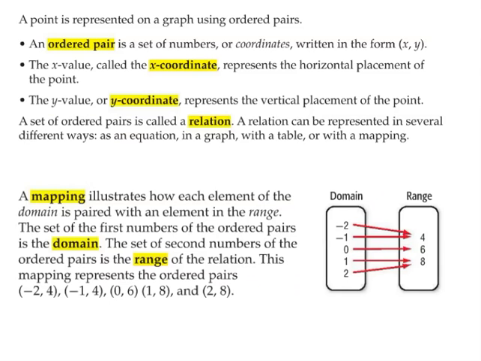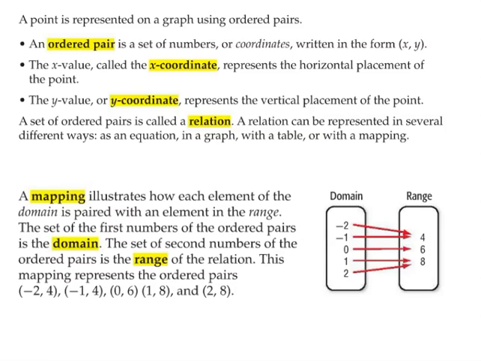Alrighty, so let's go ahead and talk about these things. And I don't know if you necessarily need to write all these down, because you probably already know these. An ordered pair is a set of numbers or coordinates written in the form x comma y, which is what we just talked about. The x value is called the x-coordinate. That represents the horizontal placement, and the y value represents the vertical placement. Now, when we put a bunch of ordered pairs together, we call that a relation. So any set of ordered pairs, it could be 2 pairs, 3 pairs, 4 pairs, that represents a relation.